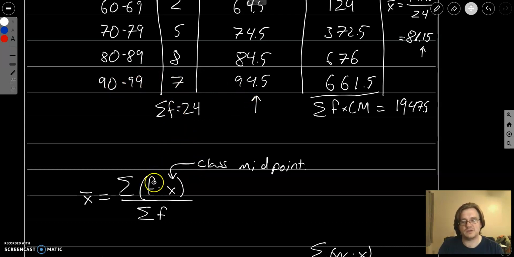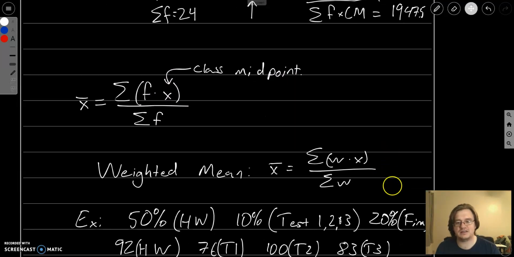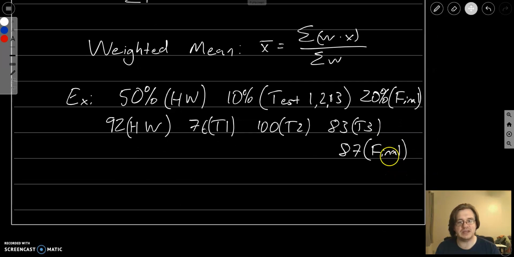So I'm just taking the frequency times the class midpoints, and dividing by the total number of test scores, which in this case I can find by adding up all the frequencies. So this is the formula for the mean. I shouldn't use the word average. This is the formula for the mean when given a frequency table and not the individual scores. The last way that we'll modify the mean is by having a weighted mean.